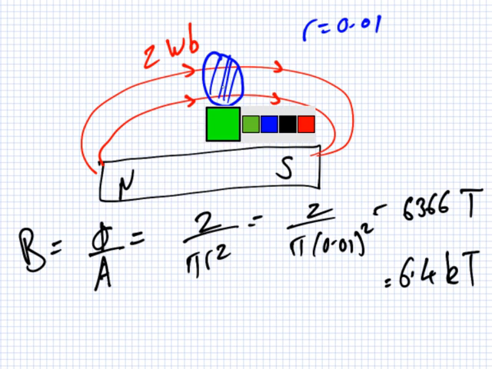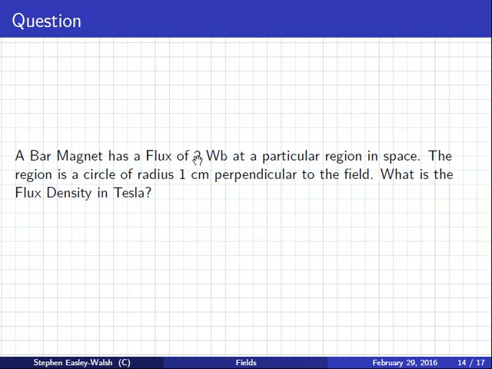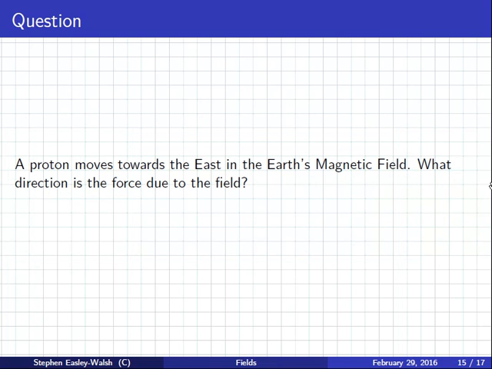So here, that's what the magnetic flux density is. Okay, next question. It's a short question. In fact, I think I kind of already did it. Yeah, I did this one already.